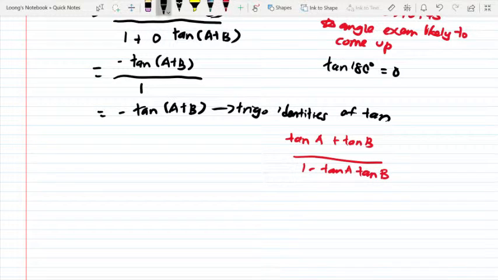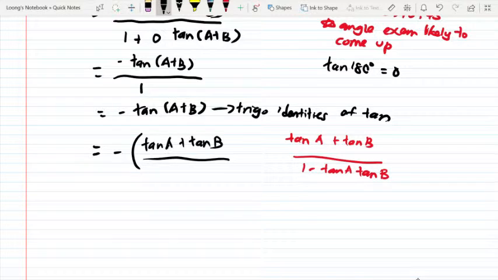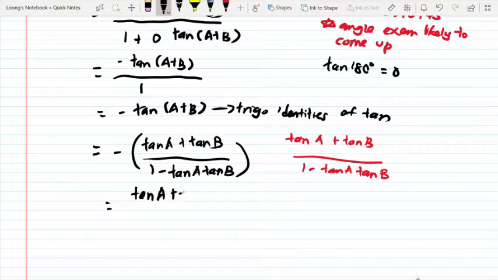And continuing, here is the same thing, which is tangent A plus tangent B divided by 1 minus tangent A tangent B, and equals to tangent A plus tangent B over tangent A tangent B minus 1.